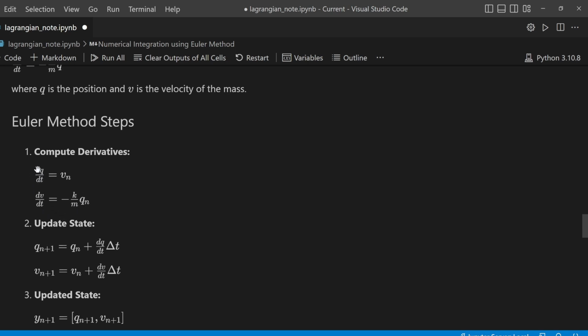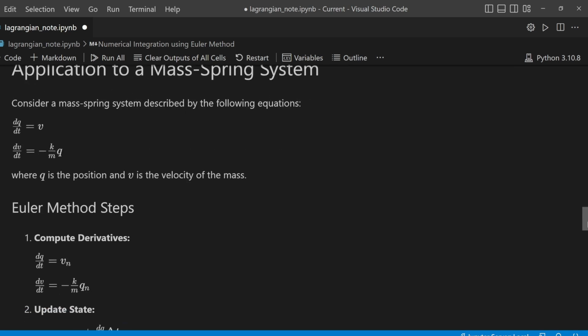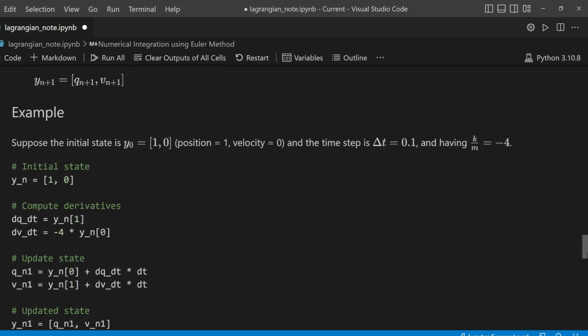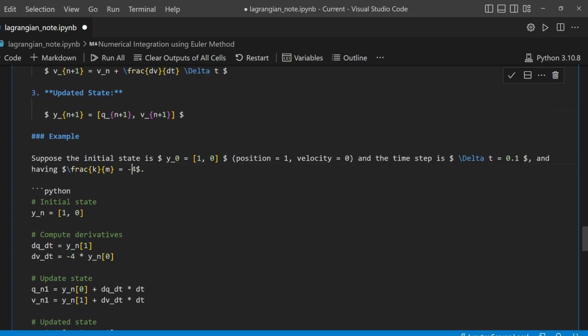When we have this expression right here, we can plug it right here and right here. We multiply by our time interval dt, and then we add the previous value of q and v. Alright, so if we consider a basic example, suppose the initial state is y0 = [1, 0]. So here the first element represents the position, and the second element represents the velocity, and the time step is 0.1, and k over m is equal to 4.